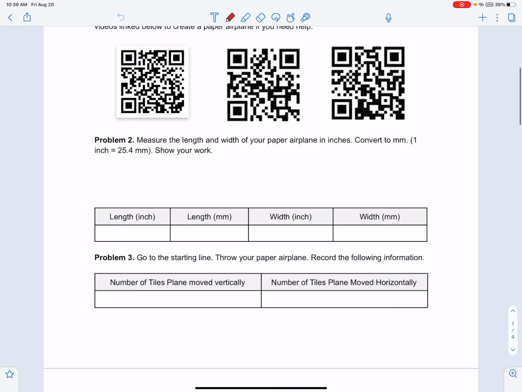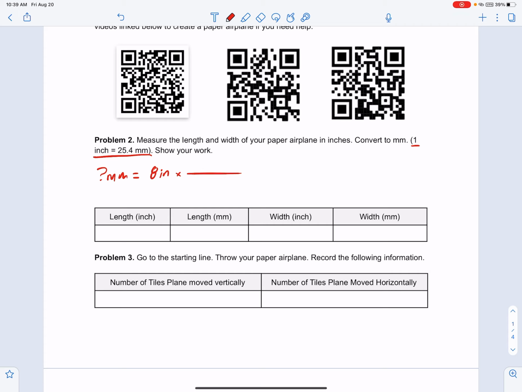Problem number 2 says measure the length and width of your paper airplane in inches. Convert to millimeters. All right, so we have 1 inch equals 25.4 millimeters. Let's just start off by saying we want to find millimeters. I'm going to say my arbitrary plane is 8 inches long.